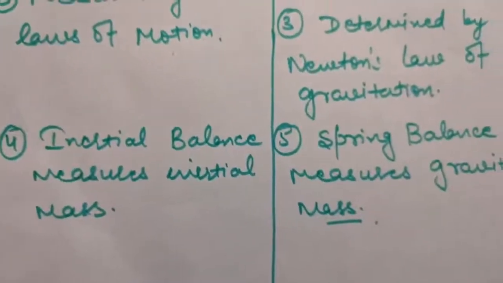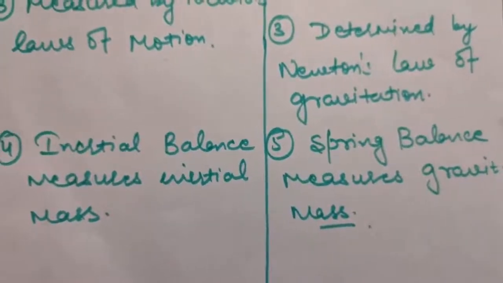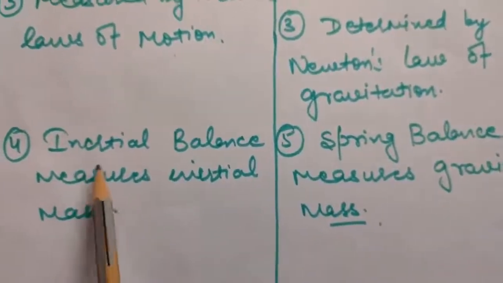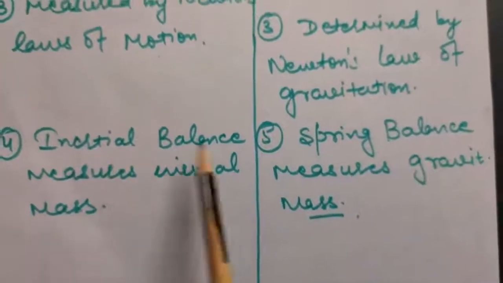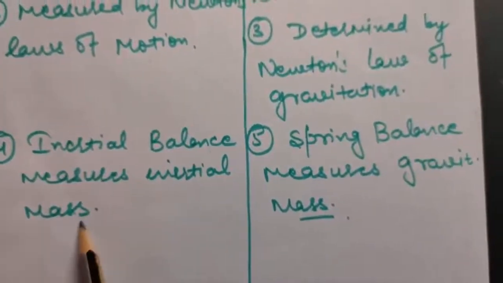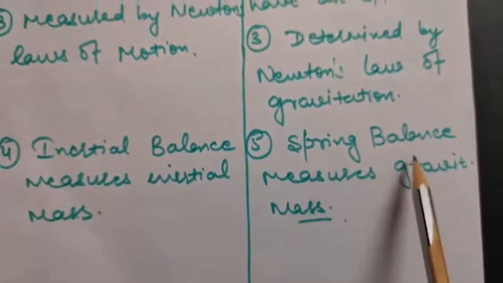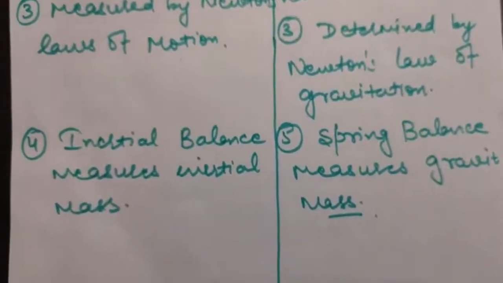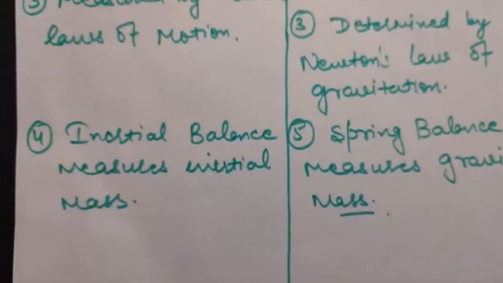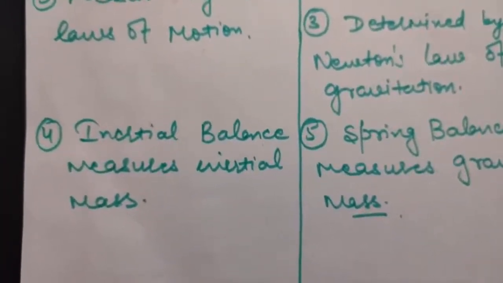Okay, then if we talk about how to measure these masses, we have two types of balances, that is inertial balance and spring balance. Inertial balance always gives inertial mass, whereas spring balance always gives gravitational mass. So these are some points related to inertial mass and gravitational mass.